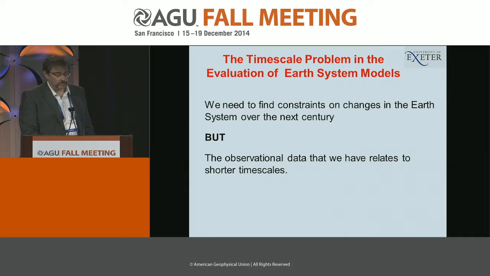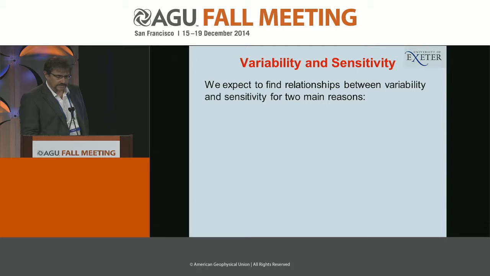And typically what we do as a community of climate scientists and Earth system modelers is we even get rid of the variability and say, I'm looking for trends, so I'm going to throw away the variability, it's just noise. That throws away nearly all the information, I think. So what else can we do? Why would we expect variability and sensitivity to be related? There are a few reasons for this. Some of them are hard and theoretical, some of them are straightforward, so I'm mainly going to deal with the straightforward ones.